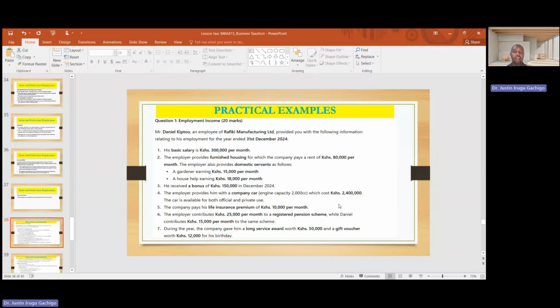So now we have a question here. This practical question is just a follow-up of the theory that we have just discussed. So we are going to go through this question together.